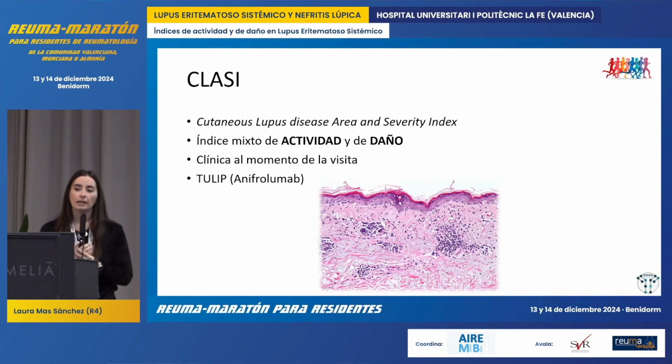And as the last index, which is more of a mixed type, I'll mention the class I. The class I is a purely cutaneous index. We'll see it in a moment, but it gathers data on both activity and damage, and it is performed at the time of the visit based on how the patient is at the moment we are evaluating them. And I thought it was relevant to include it because the cutaneous domain seems to me to be closely related to joint symptoms. It's often one of the most common things we see.